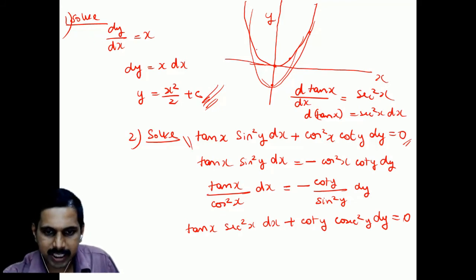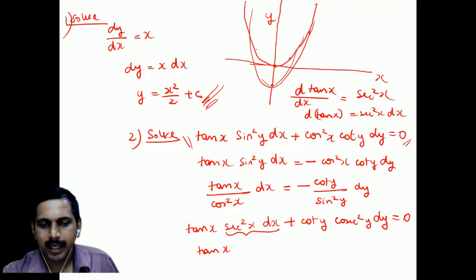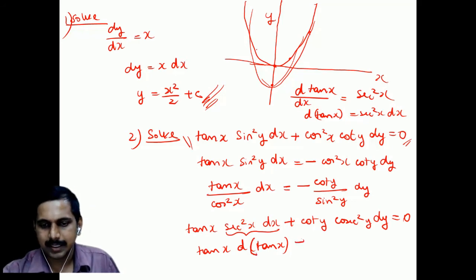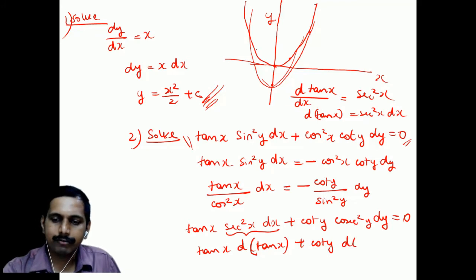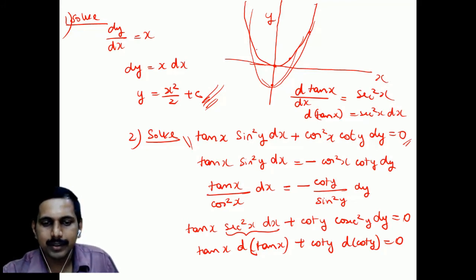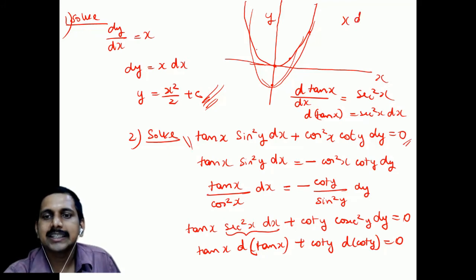Correct? So wherever sec square x dx is there, let me replace this by tan x into d of tan x. Correct? Plus here cot y into d of cot y. This is equal to 0. Now what is the answer here? Simple. Tan x into d tan x. It is like x dx.